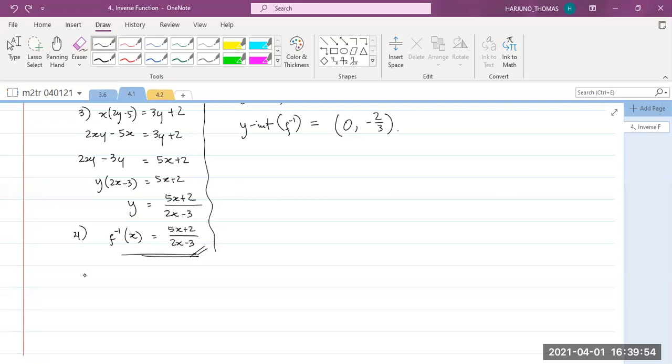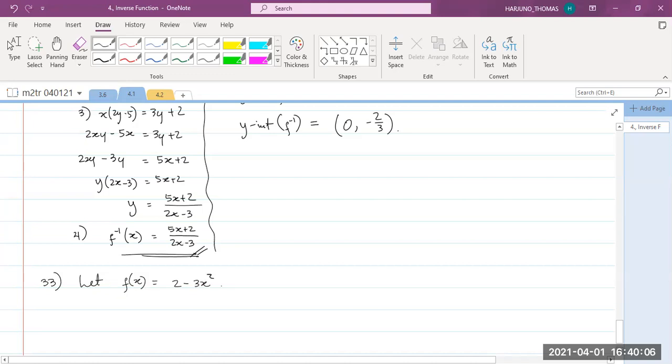Let's say, for example, number 33. Let f(x) equal 2 - 3x squared, x less than or equal to 0. Notice that if they don't tell us x is less than or equal to 0, then the function is not one-to-one.